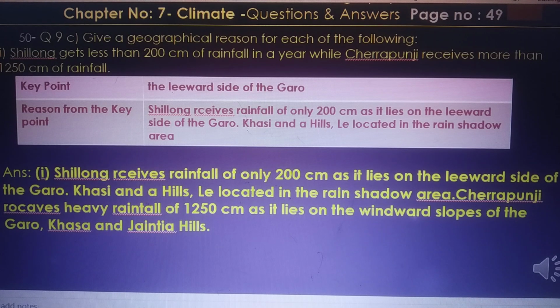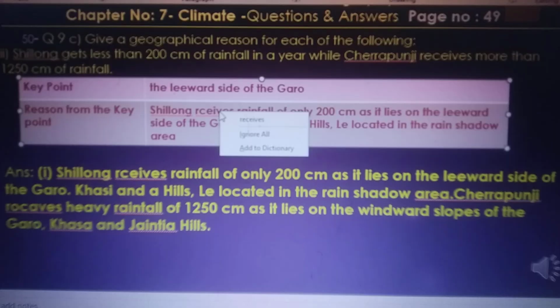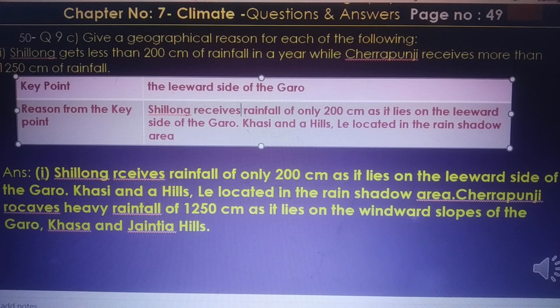Shillong gets less than 200 centimeter rainfall in a year, while Cherrapunji receives more than 1250 centimeter rainfall. Question number 50. What is the key point? The leeward side of Garo. Shillong receives rainfall of only 200 centimeters and it lies on the leeward side of the Garo, Khasi and Jaintia hills, located in the rain shadow area.